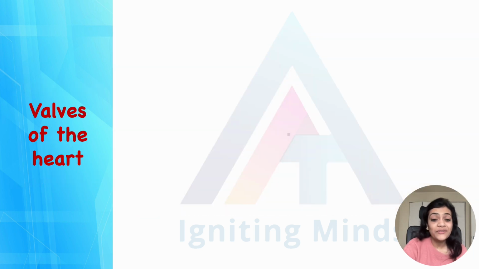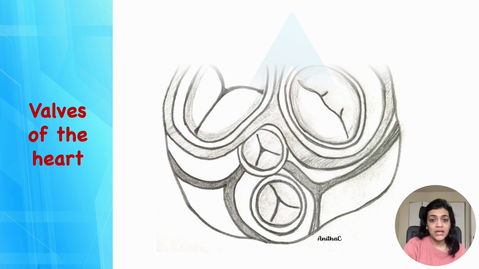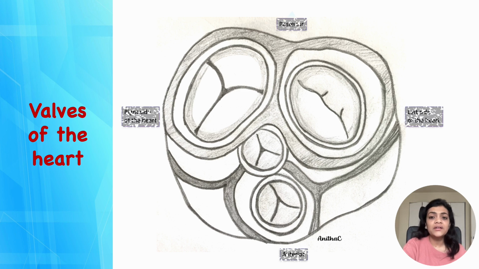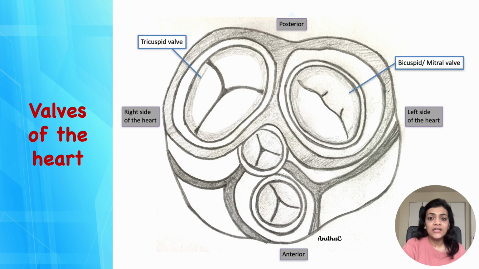So let's now move on to the valves of the heart. The valves consist of leaflets or cusps that allow unidirectional flow of blood with no reverse movement. For example, blood flows from atria to the ventricles and on to the great arteries, and the valves prevent any backward flow or leak. The upper two valves that you're seeing here are the atrioventricular valves, that is the tricuspid valve and the bicuspid or the mitral valve.